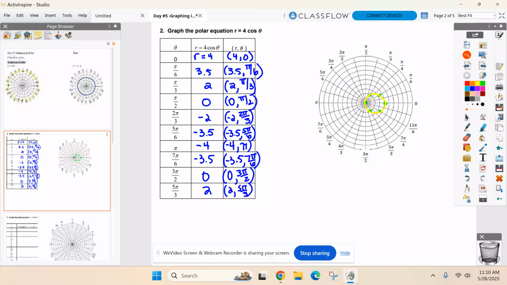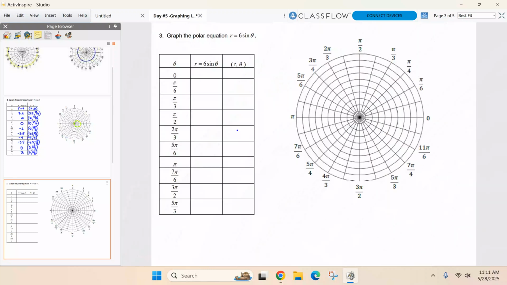If you want to confirm it, graph it. Questions on that one? I will show you after we do this next one how you can look at it and already know before we graph it what it's going to be. All right, here we go.